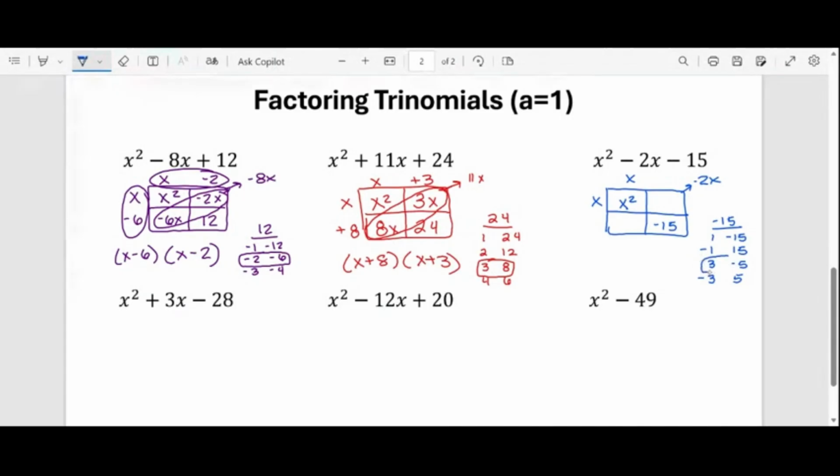Obviously, 3 minus 5 is going to give us -2. So I'll put a +3 up here and a -5 down here. It's okay if that's switched, but it'll add up to the same thing. We'll have -3x in this corner, -5x here, and they add up to -2x. So our factor is x minus 5, x plus 3. Okay, let's keep going.